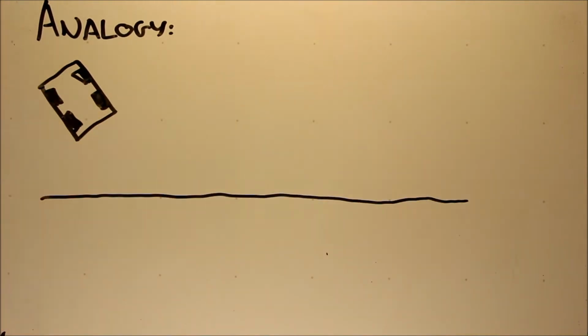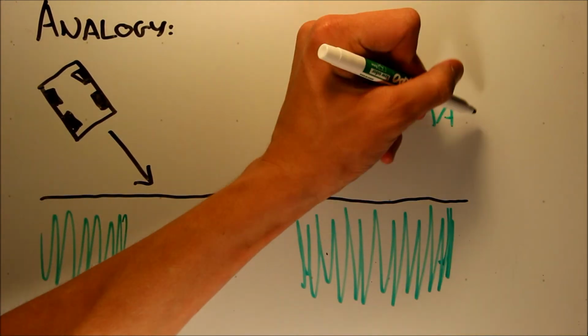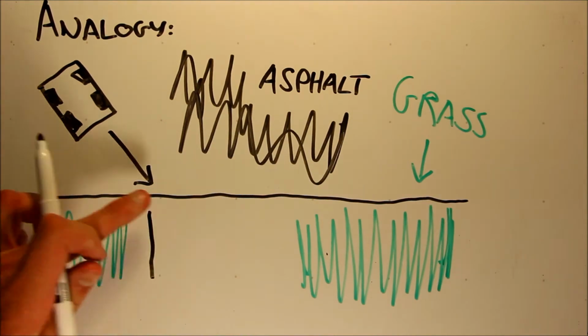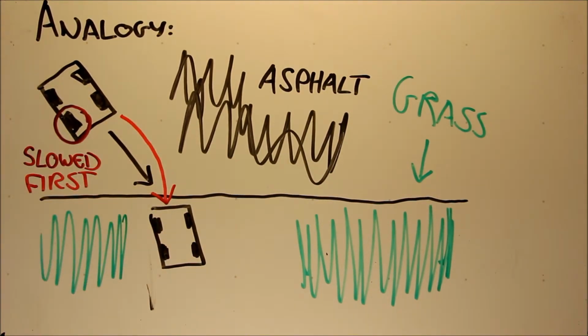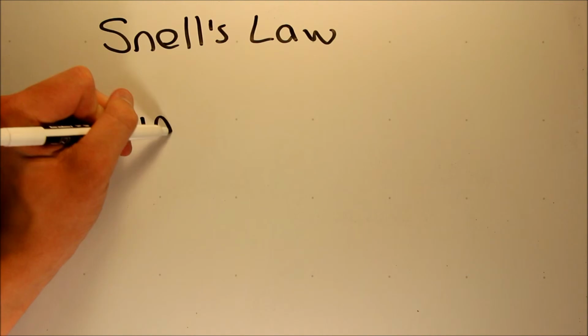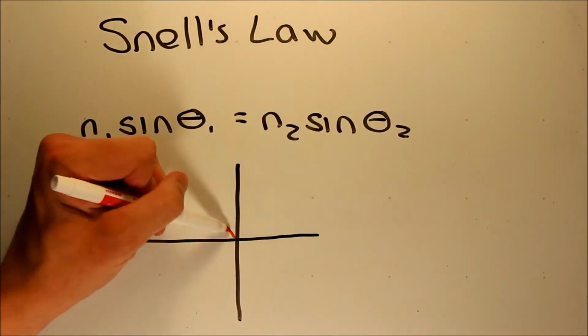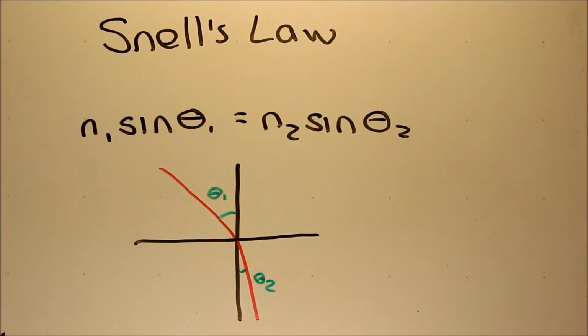Let's use an analogy to figure this one out. Let's say you have a toy car that is traveling on asphalt and is going to change onto grass. As the car begins to enter onto the grass, the front right tire slows down and the left side of the car is pulled around, turning the car slightly. This is what is happening with light as it changes from one media to another.